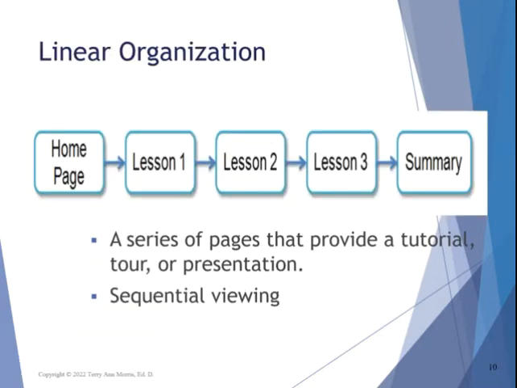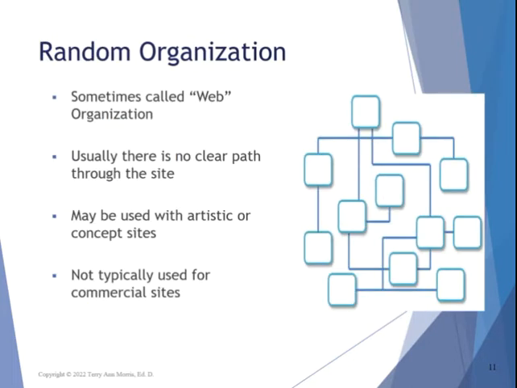Linear organization. A linear website is one that is organized with a logical beginning, middle, and end, much as a printed book will be. Most websites are not designed to be linear, but it is a useful presentation for long-form content such as manuals and online text. Random organization. This is sometimes referred to as web organization, and usually there is no clear path through the site. The random organization can be used with artistic or concept sites rather than commercial sites.